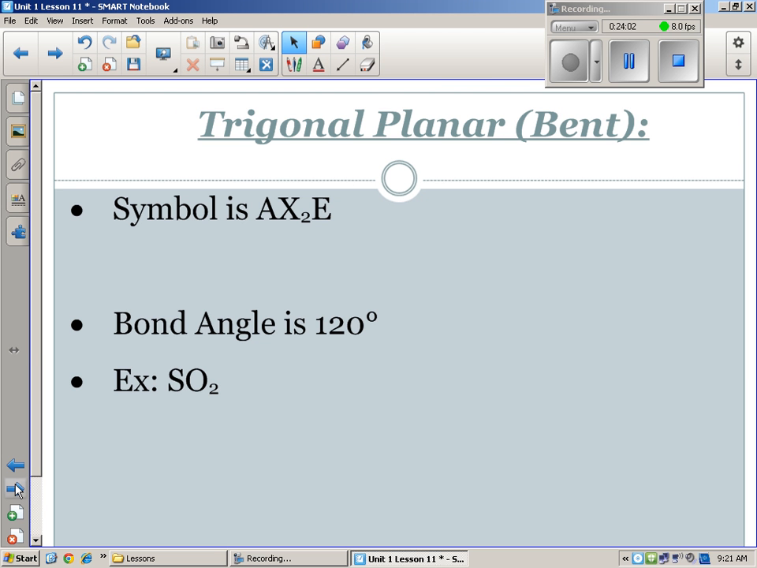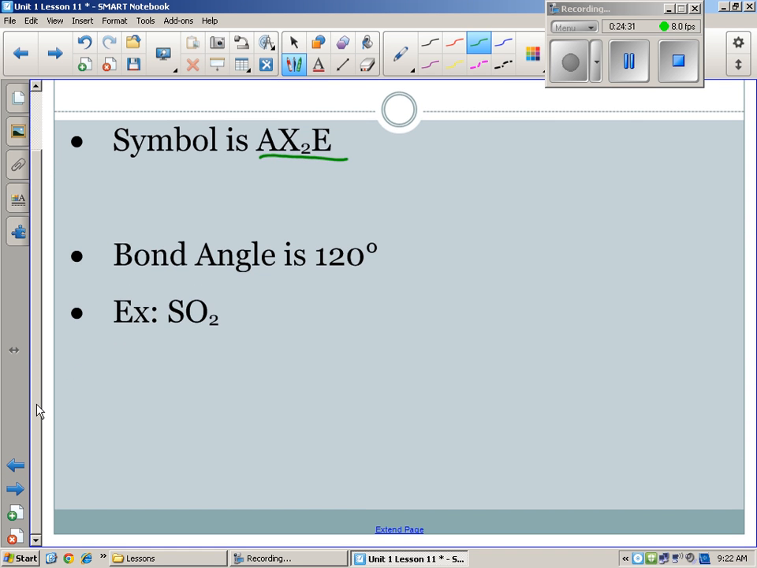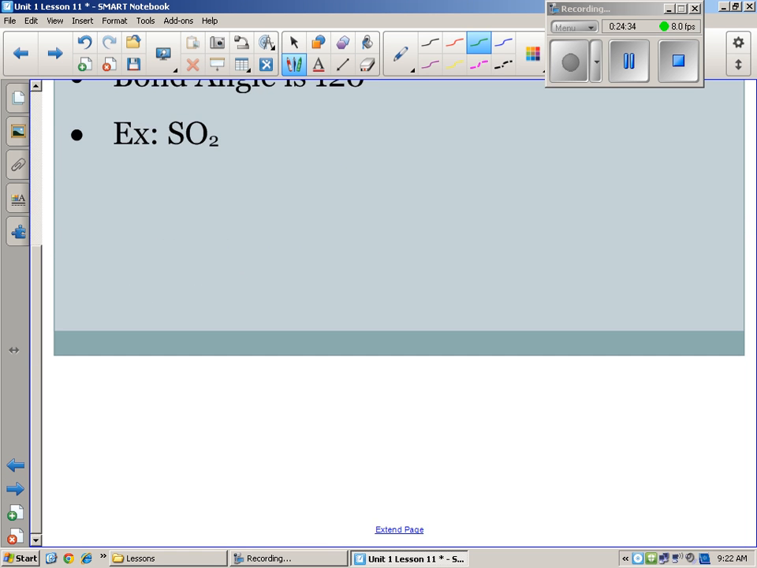Next one. This one's a little bit of an adaptation to the last one we did. This one's also called trigonal planar, but this one is called bent. And it has a formula of AX2E. Bond angle is 120 still, although probably not quite, but that's fine. And we're going to talk about SO2 as a good one for this one.